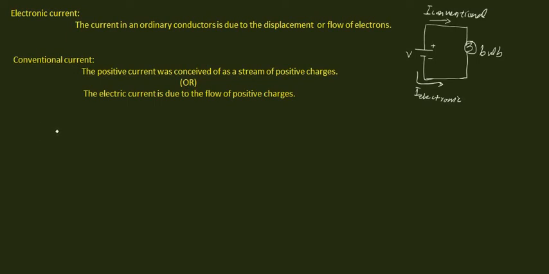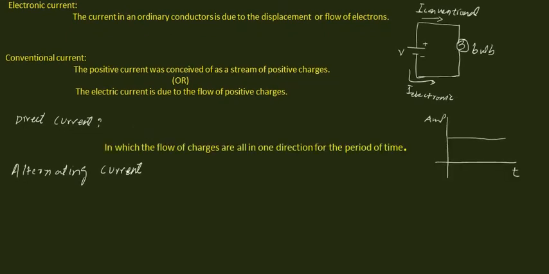Basically, there are two types of currents. The one is called DC current or direct current, and the other one is called AC current or alternating current. We can define direct current as the current in which the flow of charges is constant. Basically, the current in which the flow of charges is all in one direction for any period of time. From the graphical representation, the DC current is defined: the flow of current is always constant for any period of time.